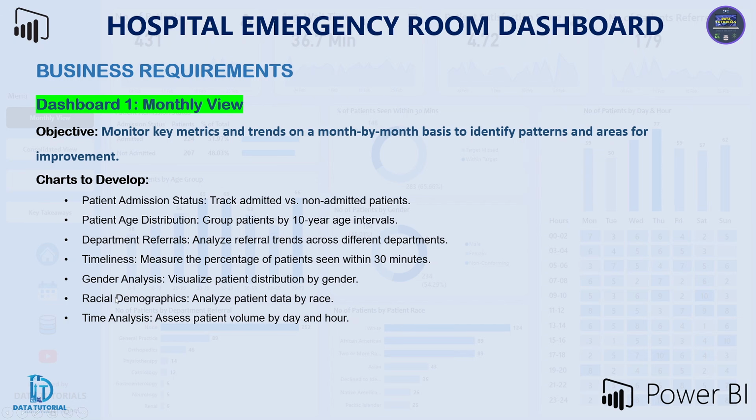Okay. Then the racial demographics is nothing but, based on the demographics or race of that particular patient, we will see. Then the time analysis, which is the most important, where we have to see the volume of patients visiting that particular ER room by day and by hour, right? So this is what we are going to design in our first dashboard, which is nothing but the monthly view, right?